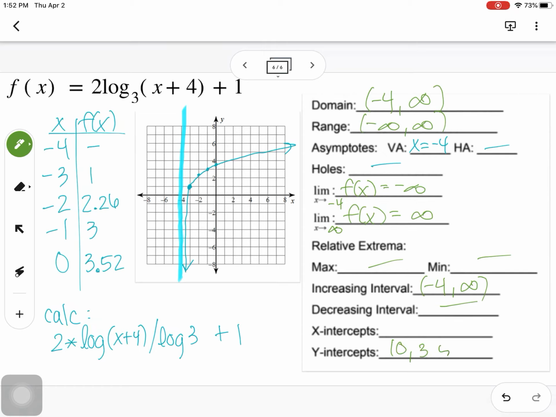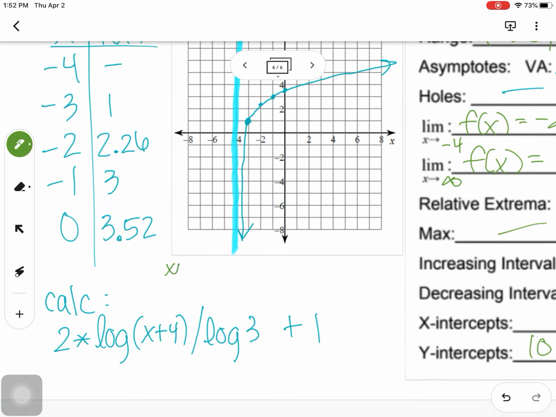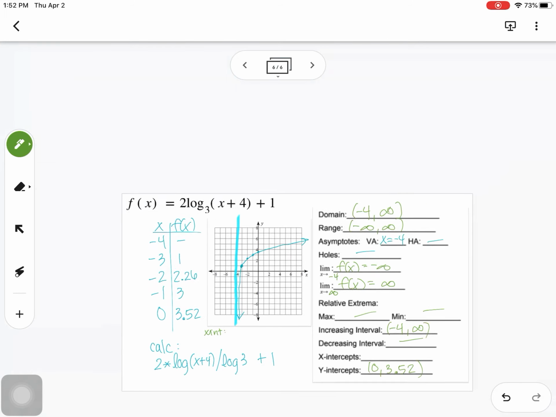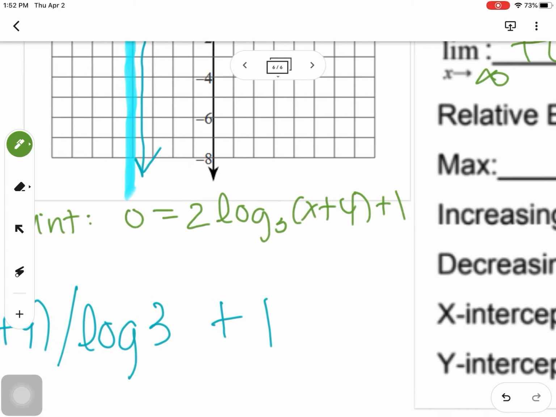Let's see, for my y-intercept, I do already know it. But it looks like I don't know my x-intercept, so I'm going to have to actually solve for that. As always, we're going to set the whole thing equal to 0. And we want to start by isolating our log. So if we subtract 1 and divide by 2, we get -1/2.